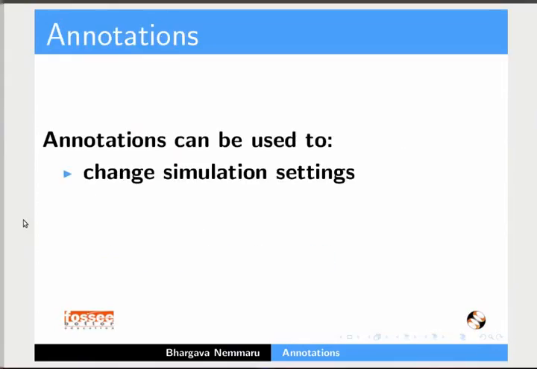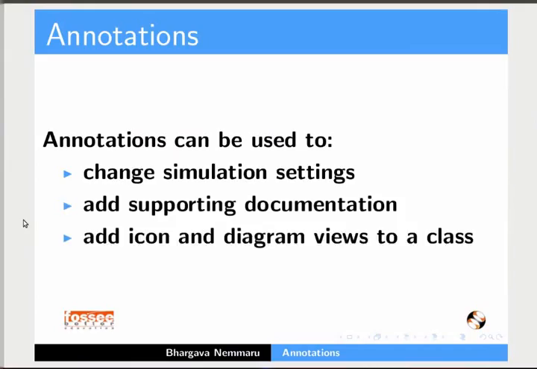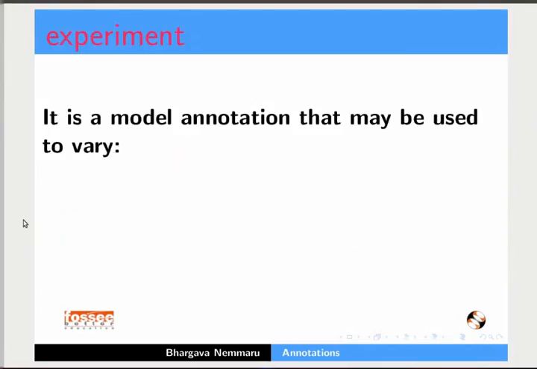Annotations can appear at multiple locations in a class. They may be used to change simulation settings, to add supporting documentation, and to add icon and diagram views to a class. In the previous tutorials, we used Simulation Setup button in the toolbar to vary simulation settings.